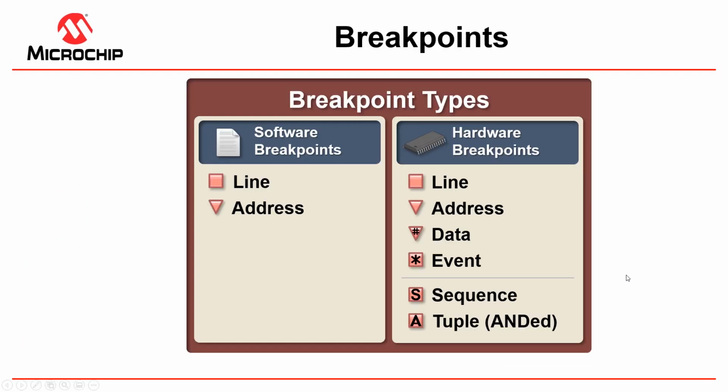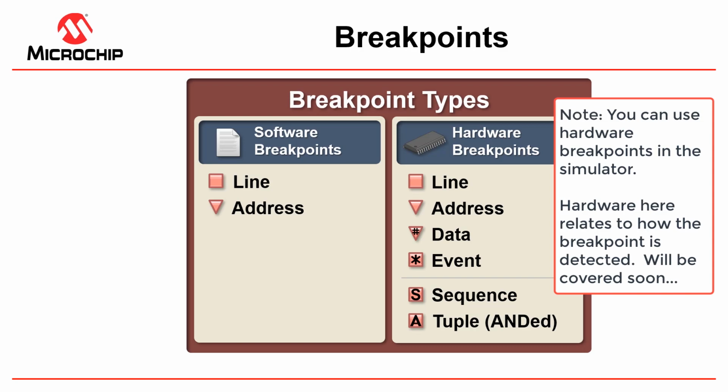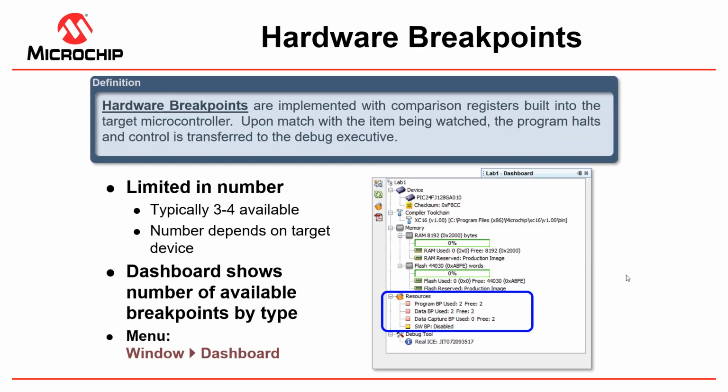So, two major types are software and hardware, and you can see that software breakpoints are just program memory breakpoints, line and address, whereas hardware have more interesting options. And we'll cover those as we go. So hardware breakpoints are implemented with comparison registers built into the target microcontroller. Upon match with the item being watched, the program halts and control is transferred to the Debug Executive, which we'll explain in a moment. Now, hardware breakpoints are limited in number, and in the project dashboard you'll see that the number of hardware breakpoints is listed, and you can see that software breakpoints are either enabled or disabled.